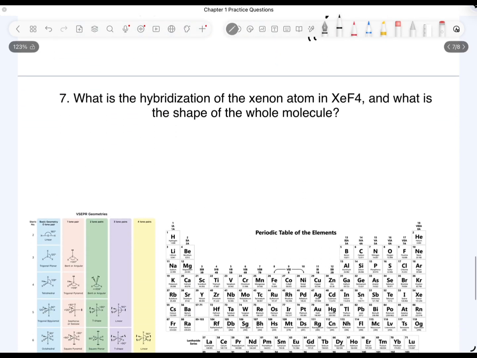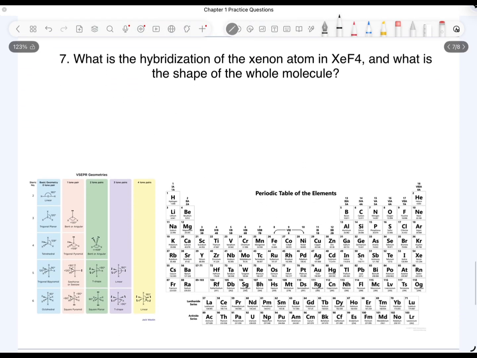So, question number 7. What is the hybridization of the xenon atom in xenon fluorine 4? And what is the shape of the whole molecule? Now, let's first draw XeF4. So we know that xenon over here has 8 valence electrons, and fluorine has 7 valence electrons. And as I was saying earlier, fluorine really wants that shared electron, so it's going to have that one bond with xenon. So we know that this is correct.